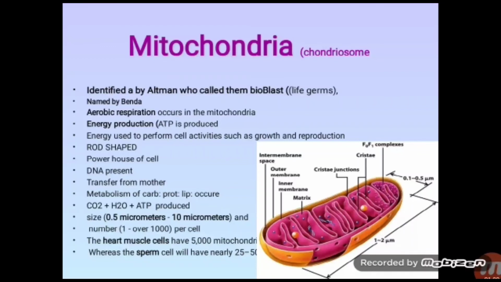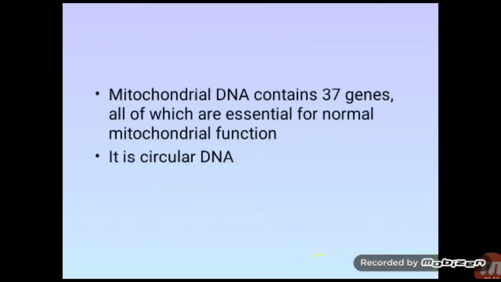Mitochondria is known as the powerhouse of the cell, where energy is stored and released wherever and whenever required by the living body or living cell. Mitochondrial DNA contains 37 genes, all of which are essential for normal mitochondrial function, and it is circular. It has circular DNA. So here we will end our lecture, and next lecture we will cover other organelles.